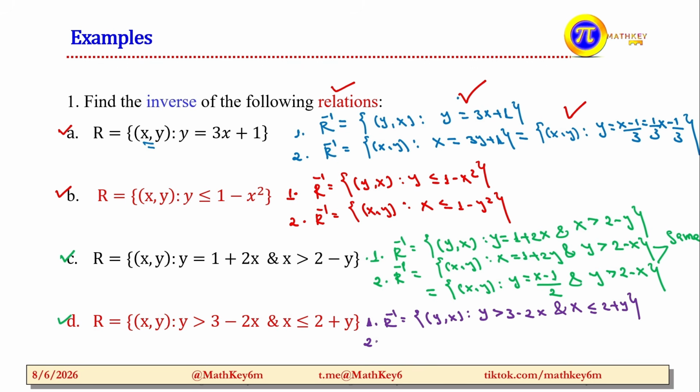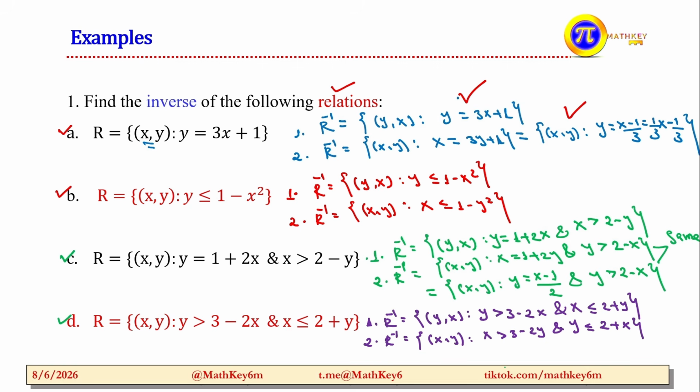The second option: R inverse takes the order (x, y) as it is. In that case, in the case of inequalities, we replace y with x and x with y. This shows that x > 3 − 2y, and y ≤ 1 + x. We can express these forms.